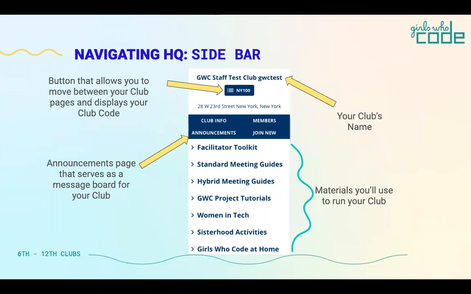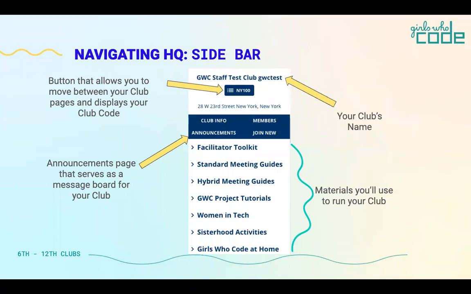The top section will show you which club page you're on. Below that, in blue, you'll see options to get club information and manage your club's members. The Join New button allows you to join a club as a member, not a facilitator. This is primarily used by students joining a new club for a summer or spring session, for example. I'll talk you through adding additional volunteers in an upcoming slide. The last tab in blue is an Announcements button, which serves as a message board for your club's members, where you can provide updates to members and other facilitators.